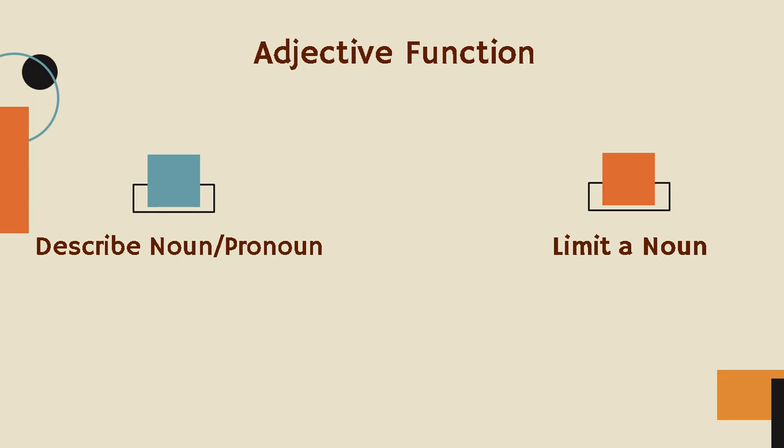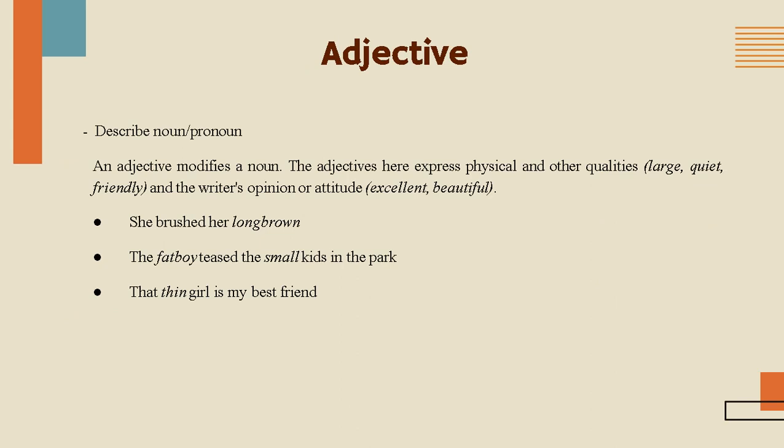Adjectives have two functions. The first is to describe a noun or pronoun, and the second is to limit a noun. The first function is to describe a noun or pronoun. An adjective modifies a noun. The adjectives here express physical and other qualities like large, quiet, and friendly, and the writer's opinion or attitude like excellent and beautiful. For example, she brushed her long brown hair.